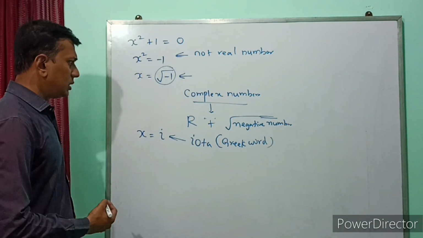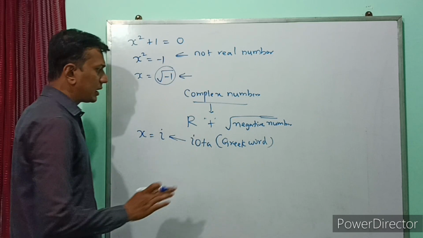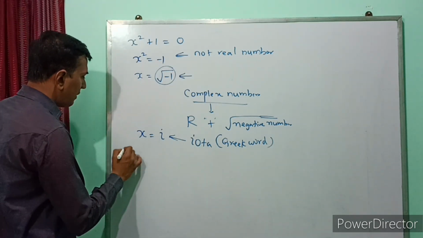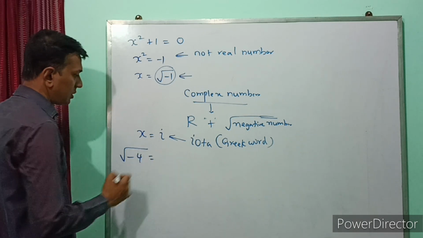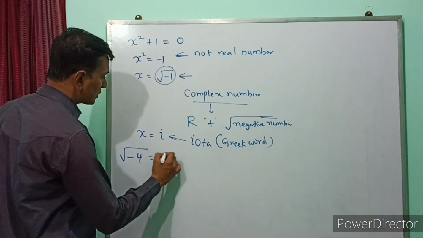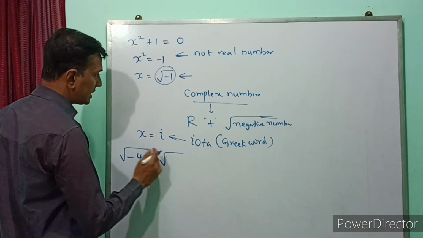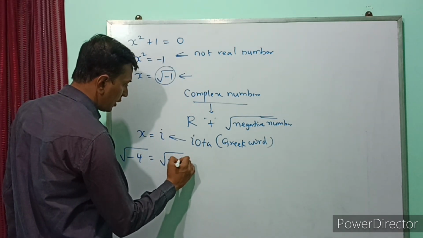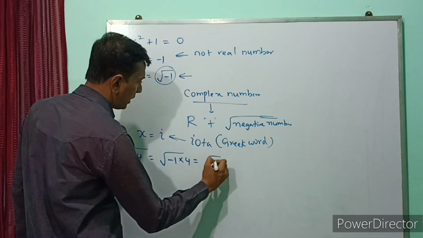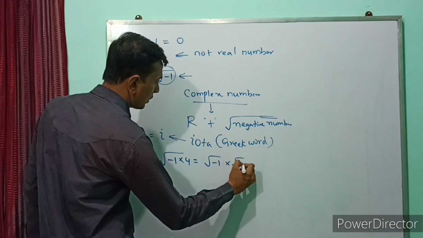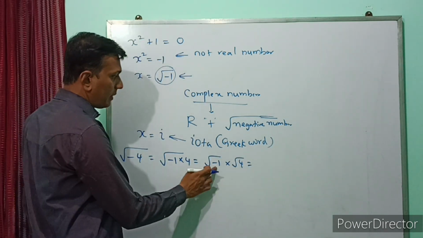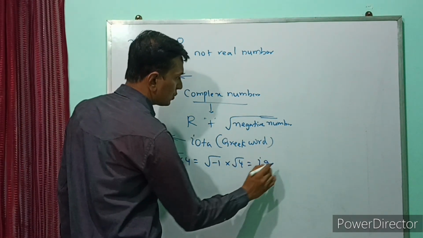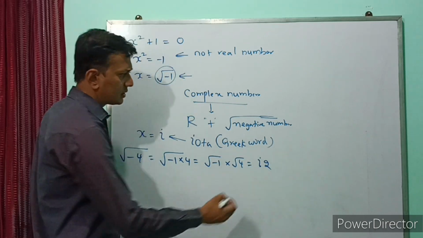Okay, well and good. Up to here we have defined iota, and for x we got the solution. Whenever we have a negative number under a square root, we can write it like this: square root of minus 4, since it is having minus, I can split it as square root of minus 1 into 4, that is nothing but square root of minus 1 into square root of 4. Square root of minus 1 is nothing but i, and square root of 4 is 2. So we can write 2i.